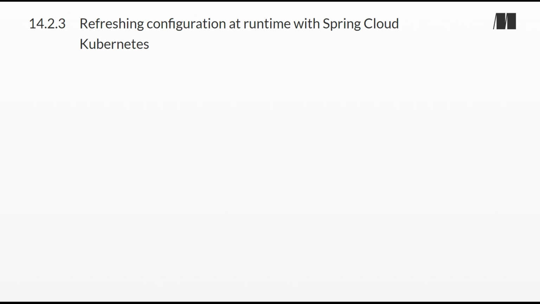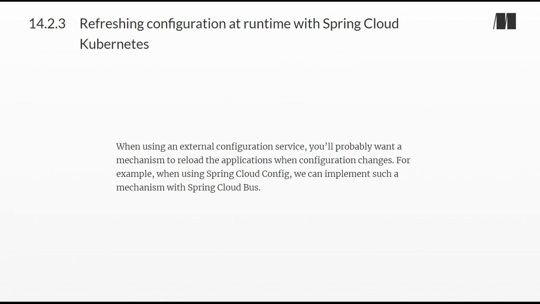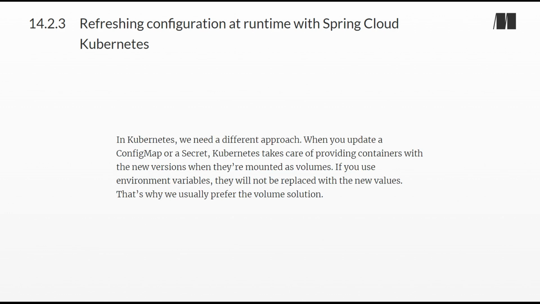Section 14.2.3. Refreshing configuration at runtime with Spring Cloud Kubernetes. When using an external configuration service, you'll probably want a mechanism to reload the applications when configuration changes. For example, when using Spring Cloud Config, we can implement such a mechanism with Spring Cloud Bus. In Kubernetes, we need a different approach. When you update a config map or a secret, Kubernetes takes care of providing containers with the new versions when they're mounted as volumes. If you use environment variables, they will not be replaced with the new values. That's why we usually prefer the volume solution.